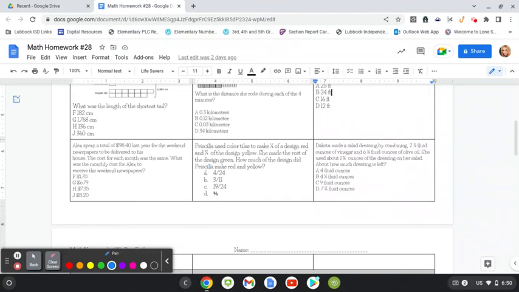Next, Dakota made a salad dressing by combining 2 3/4 fluid ounces of vinegar and 6 1/8 fluid ounces of olive oil. She used about 1 3/8 ounces of dressing on her salad. About how much dressing is left. Okay, this is another problem. It's an estimation where you need to give these numbers legs.